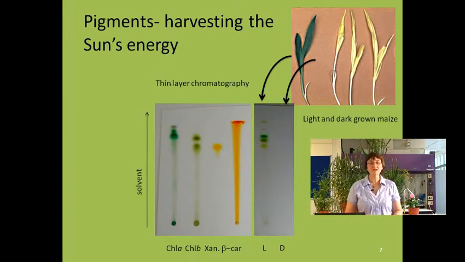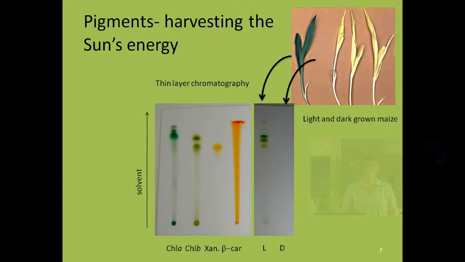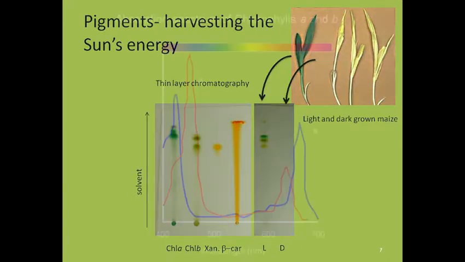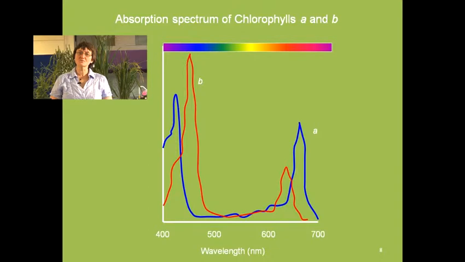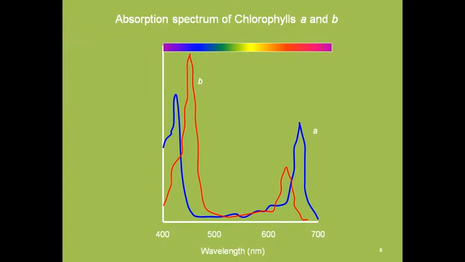In the experiment shown here, pure pigments were spotted as standards and co-chromatographed alongside extracts from dark and light-grown maize plants. Comparison of the pattern shows the presence of all the four pigments in the light-grown maize plants. This slide shows the absorption spectrum of chlorophyll A and B. As can be seen, both chlorophylls absorb strongly in the blue and red parts of the spectrum, but not in the yellow-green part, hence the green colour of chlorophyll, as green light is reflected.